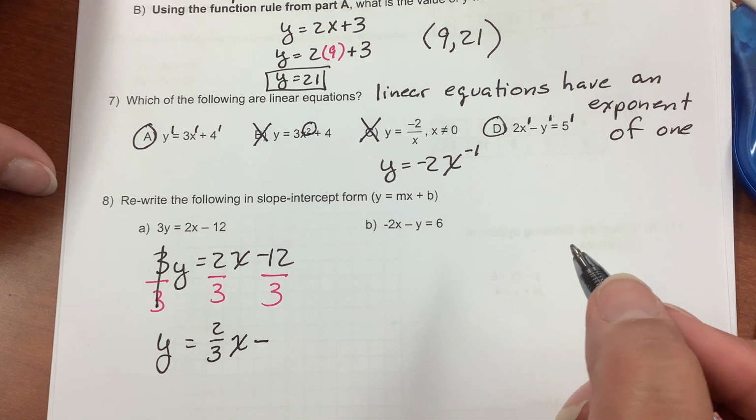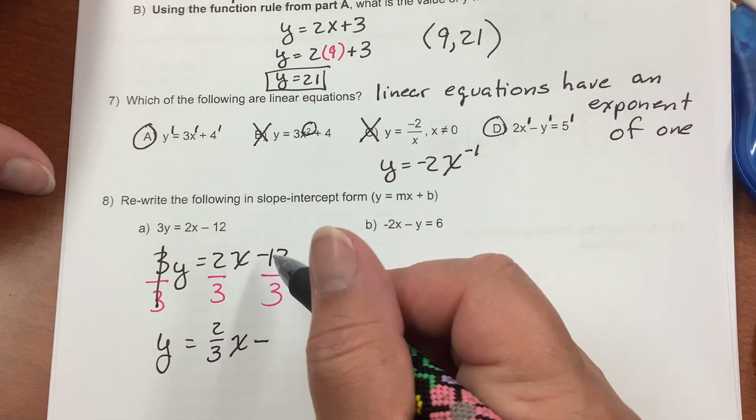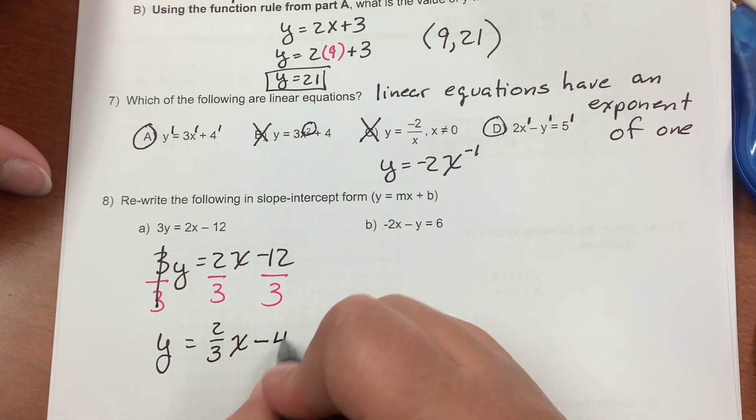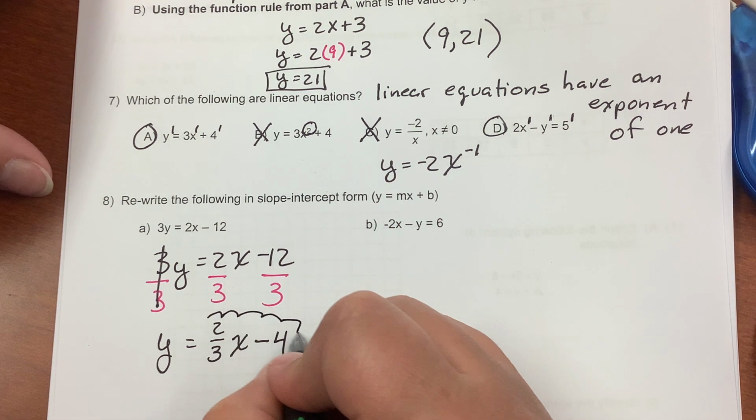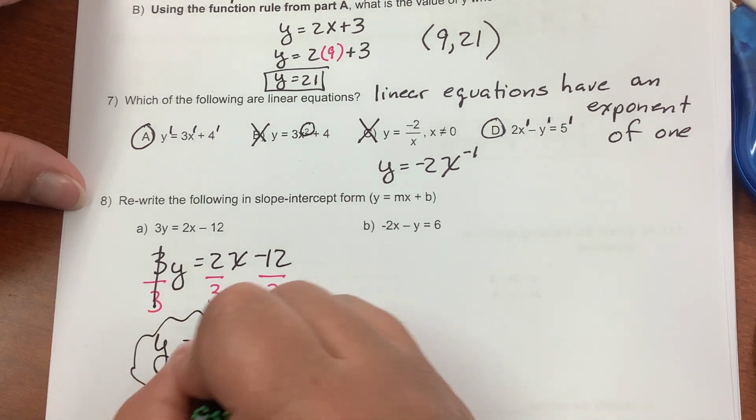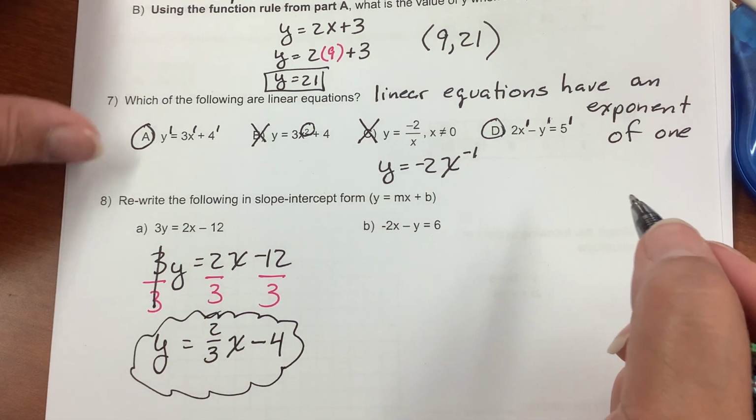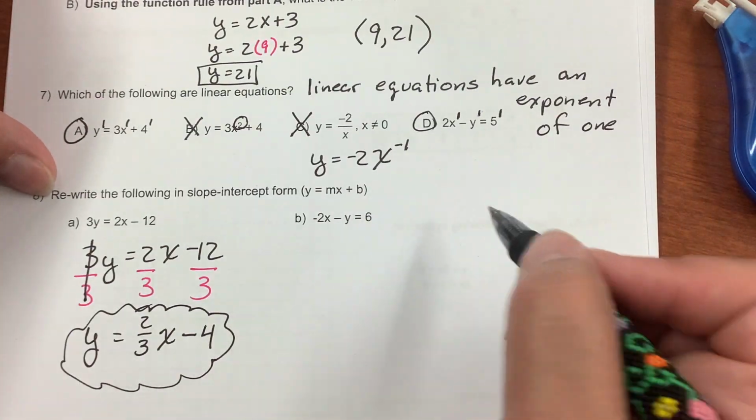4 divided by 3. Did it in my head too fast. 12 divided by 3 is 4. Hey, look at that. Yay, puffy clouds of happiness. Because that's the solution. All right, over here.